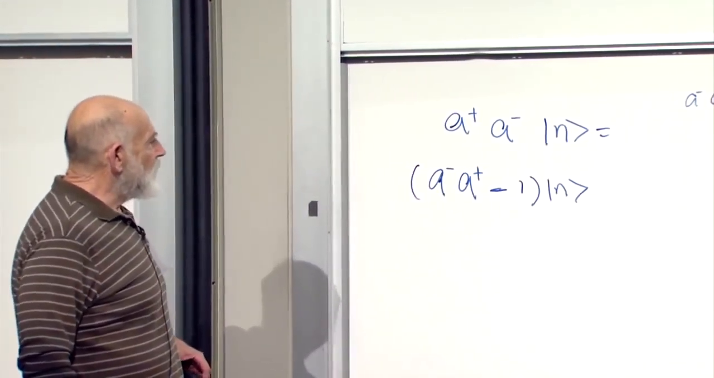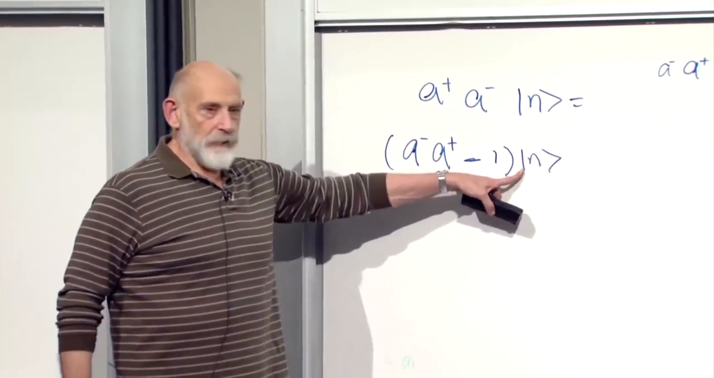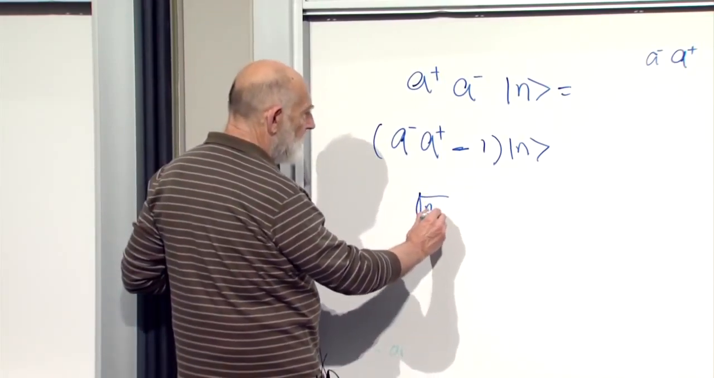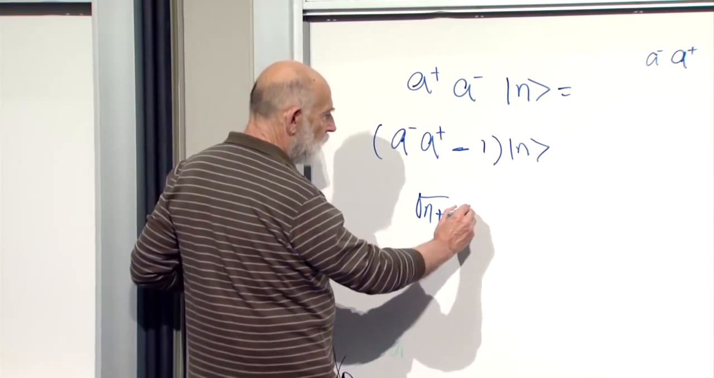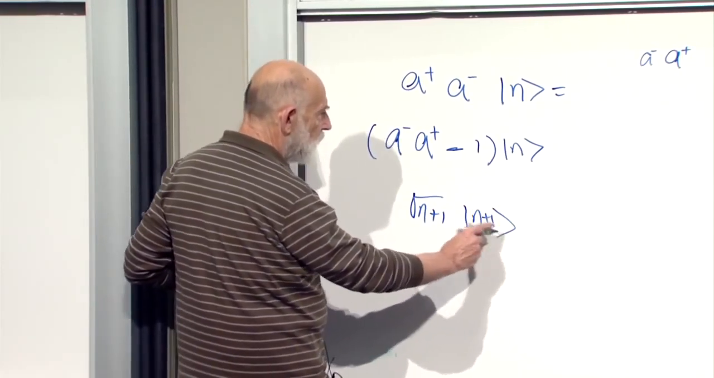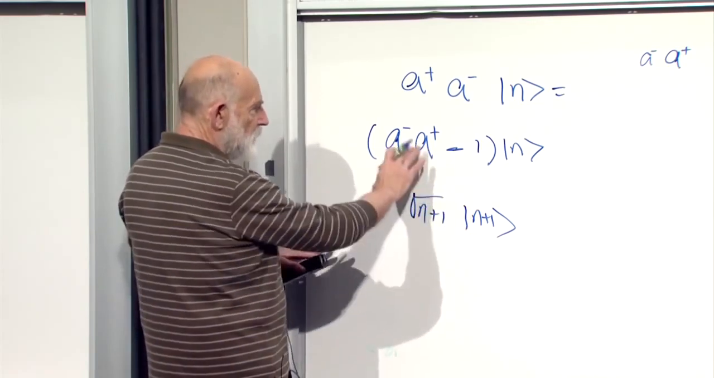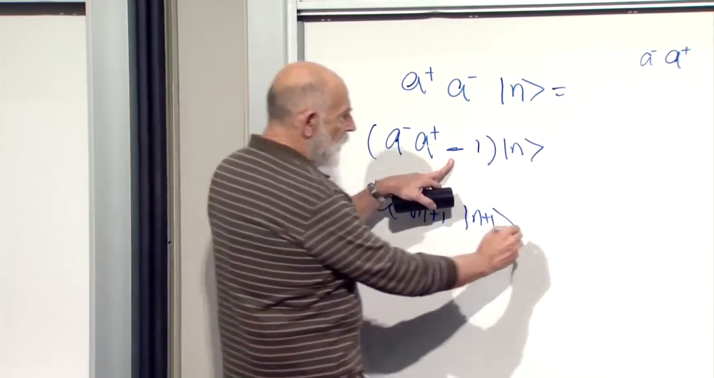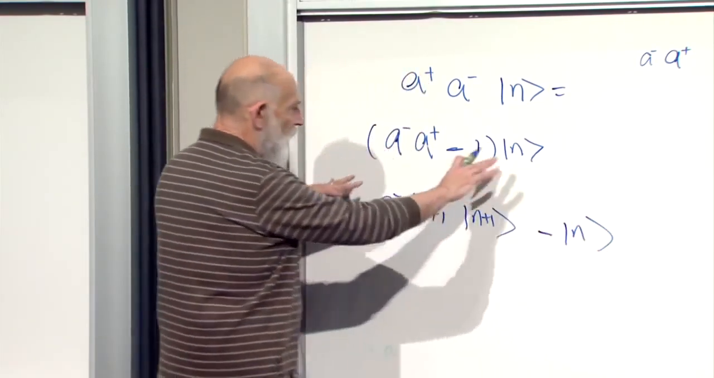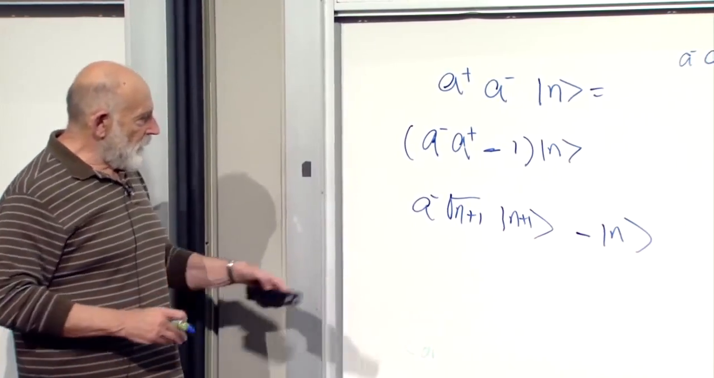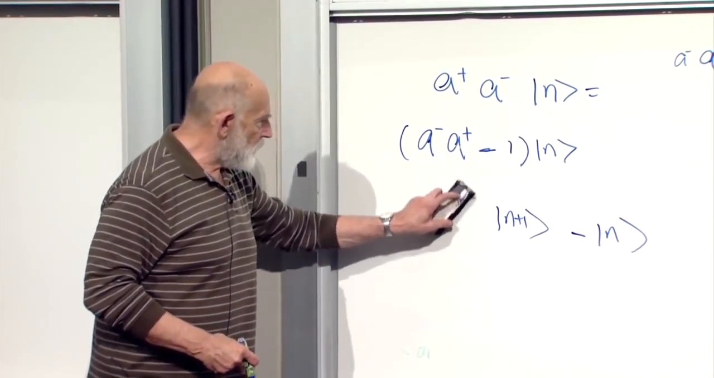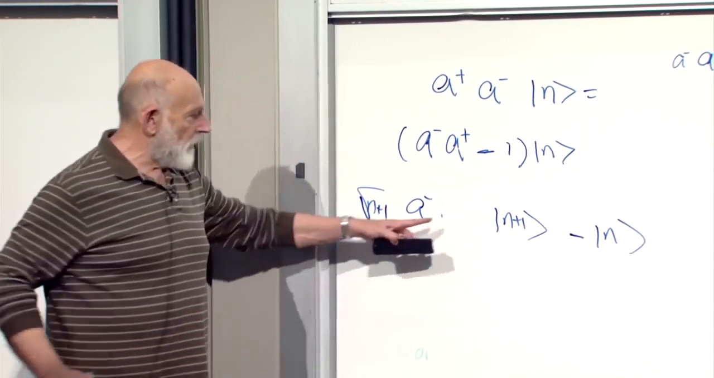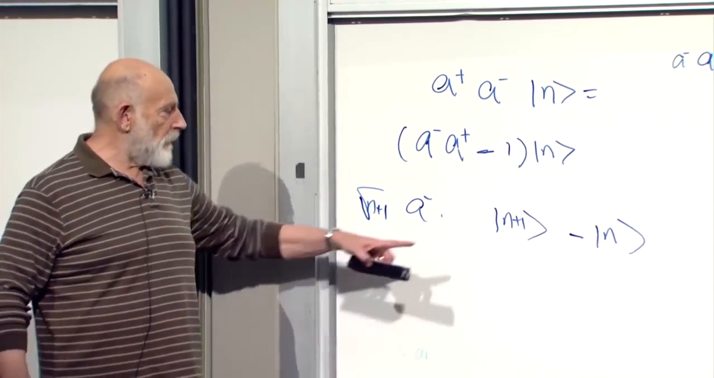Okay. Now, what does A plus on n do? According to assumption, it gives you square root of n plus 1 times n plus 1. Okay, that's over here. But we still have to multiply by A minus. And then we have another minus n. That's what we have here, right? Okay, this is just a number, square root of n plus 1. Let's put it over here, square root of n plus 1. What does A minus do when it acts on n plus 1?